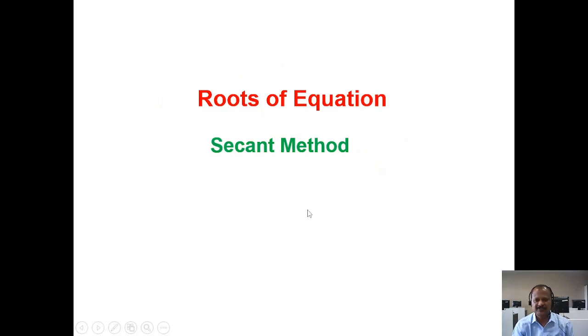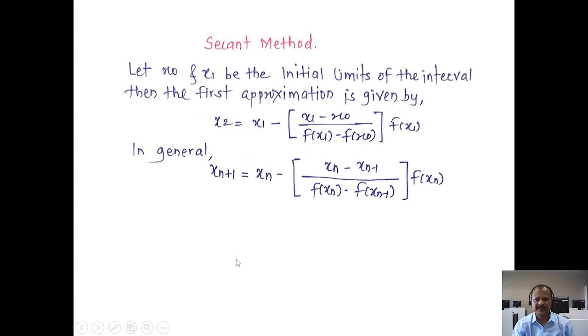Roots of equation, secant method. Let x0 and x1 be the initial limits of the interval, then the first approximation or first iteration is given like this: x2 is equal to x1 minus (x1 minus x0) divided by (f of x1 minus f of x0), into f of x1.